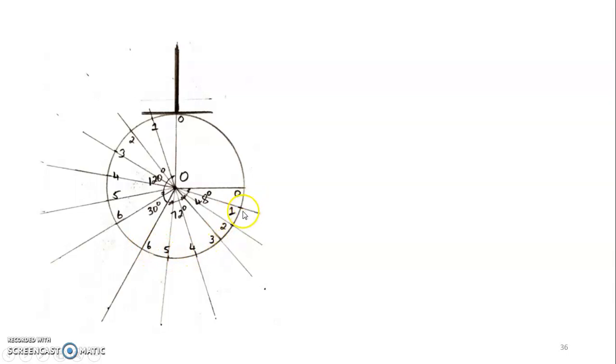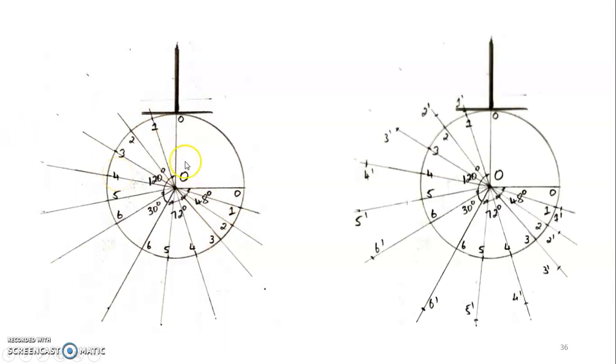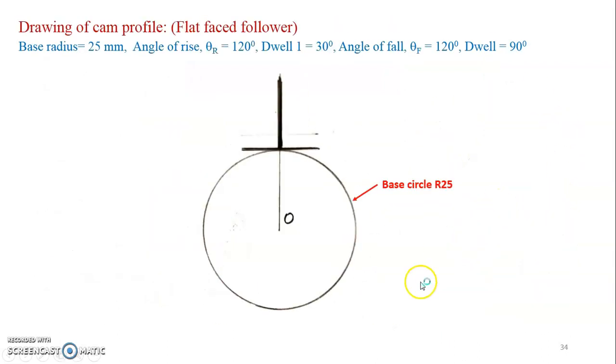Once you identify those points, then you're supposed to draw the extended lines. Once you draw the extended line, then you transfer the length from the displacement diagram to here to get 1 dash, 2 dash, 3 dash, 4 dash, 5 dash, 6 dash, then again 6 dash, 5 dash, 4 dash, 3 dash, 2 dash, 1 dash, and also 0. So this is how you transfer the points.